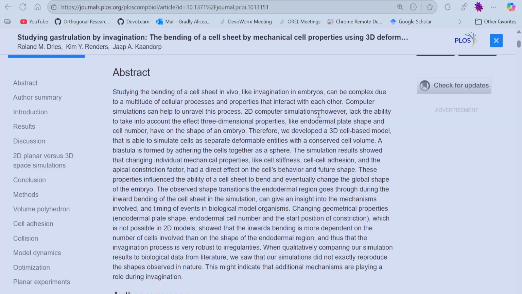2D computer simulations are unsuitable because they don't really take into account three-dimensional properties of the cells. We've talked about a lot of that, where you have the shape of not only the top of the cell, but the sides of the cell, and how they twist into different shapes, and of course cell number.